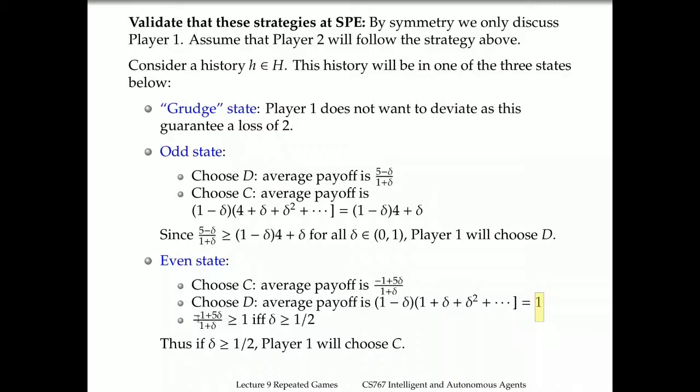Right? And notice that this value, which is the average payoff if we choose C at this stage, is bigger or equal to 1 if and only if delta is bigger or equal to 1 over 2. So now this 1 over 2 becomes the threshold. Whenever delta is sufficiently large, say larger than 1 over 2, then this player would choose to play C at the even state, and that C is consistent with the trigger strategy that I defined.